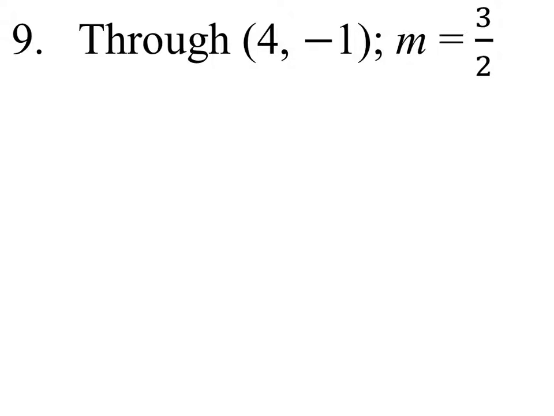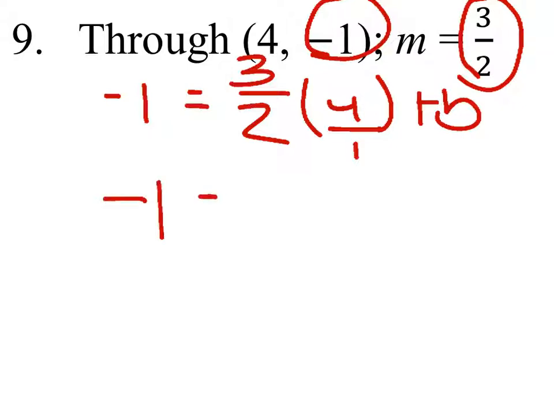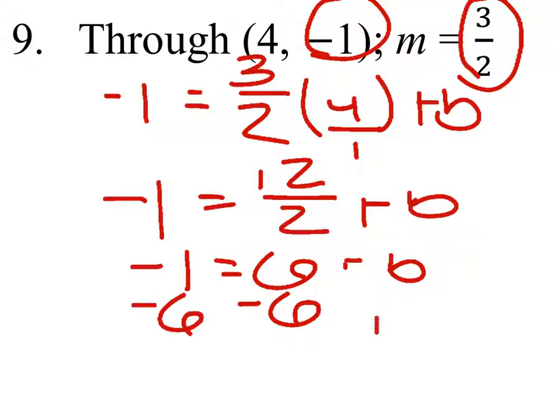So I'm going to be using the intercept method. So this is the y-intercept, so we can plug that in. It's y equals mx plus b. So we can see here that m equals 3 over 2. And then we can plug in 4, and then we can add b. So when you times 3 over 2, you can just add a 1 under that. And then you get negative 1 equals 12 over 2 plus b. And then you can simplify the 12 over 2 to just 6. So then you get negative 1 equals 6 plus b. And then you can minus 6 on both sides. And then you can get b equals negative 7. Bam.